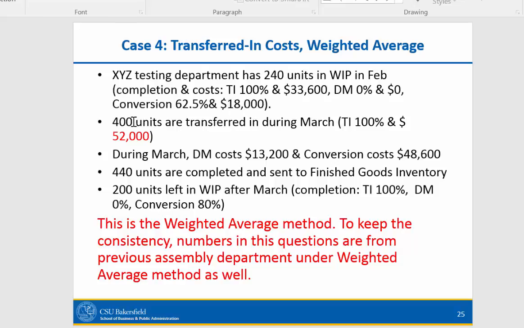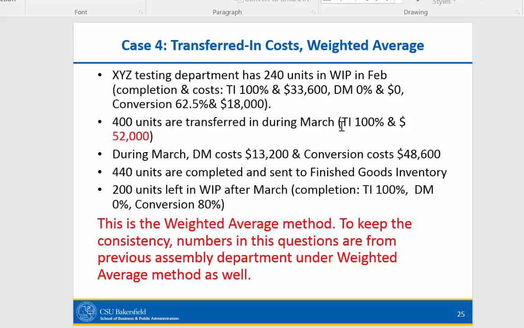Now the 400 units are transferred in during March, and we know those numbers from the previous slide. Once the 400 units are transferred, they carry $52,000 in transferred in costs, and the costs here are added 100% completed.